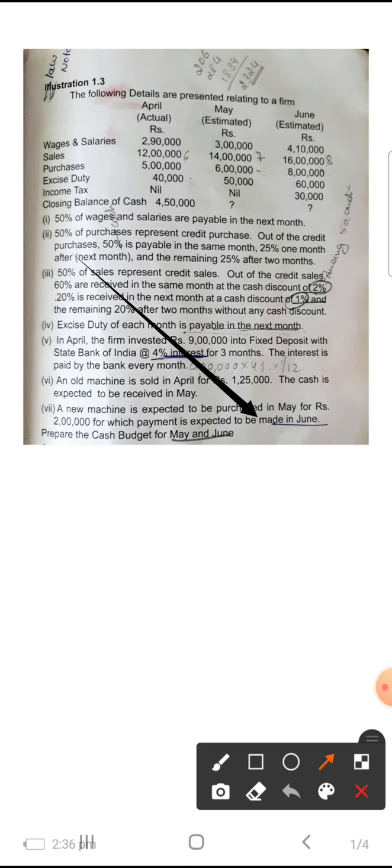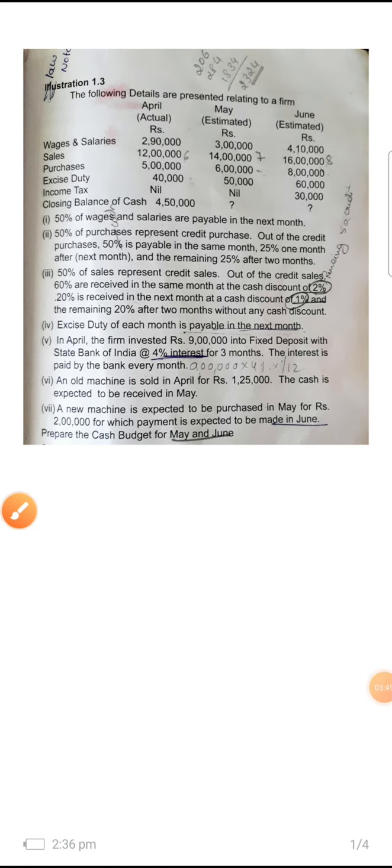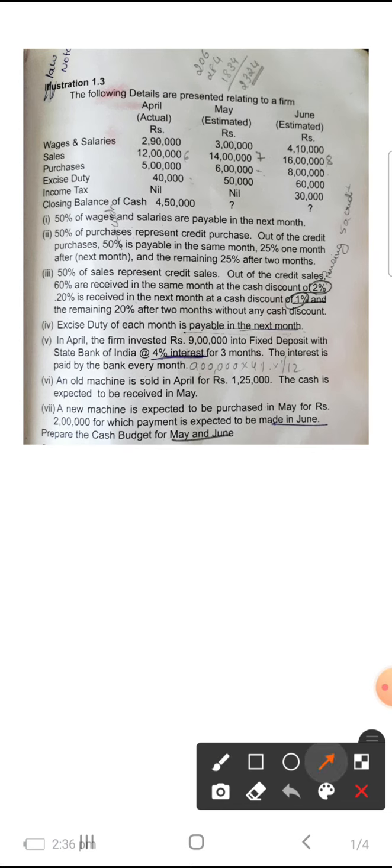Okay. Now we will go for the calculation. Here we have to do the working note. Why? Because a working note is important here, because we have to prepare the working note for the purchases also, and also for the sales. So I'll go for the solution here.